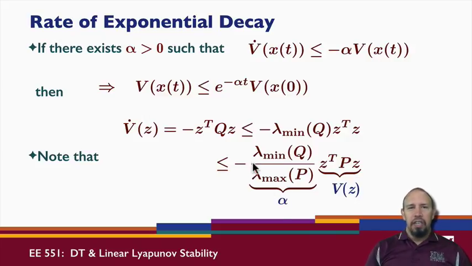It turns out that for a linear system, I can always find an alpha that proves that I have an exponential rate of decay. In fact, this is a value of alpha that can do that. Again, there may be a larger alpha giving a faster rate of decay, but this is one we can always find.